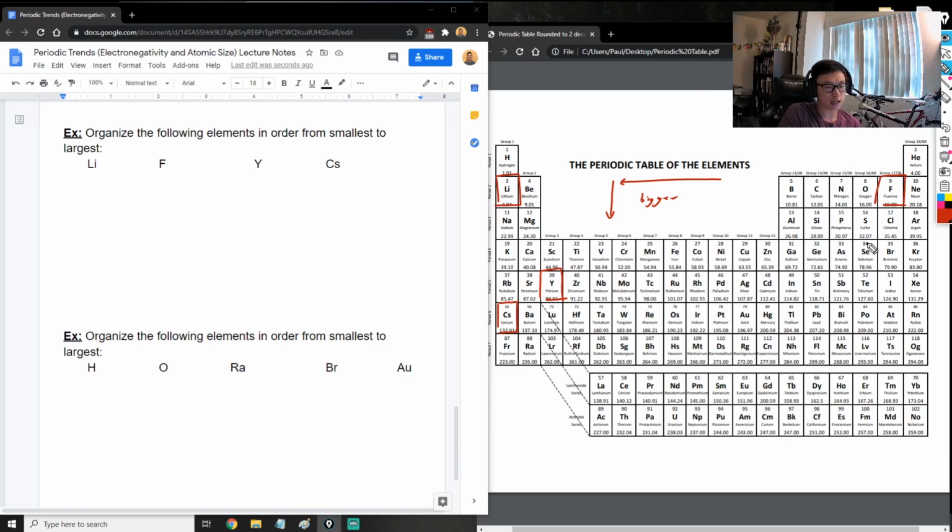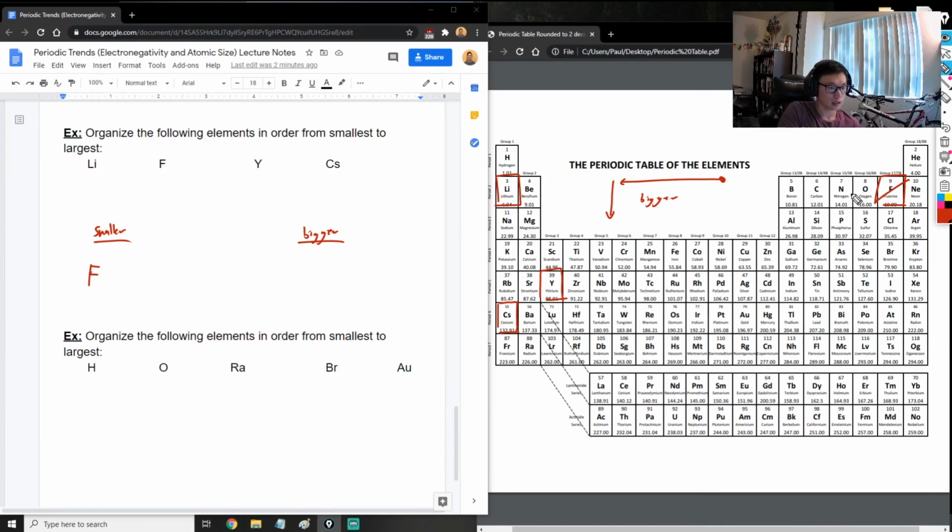Okay, so like we said, as we go to the left and as we go down, they get bigger. So I'm going to write smaller here and bigger there and put them in order. Let's start with the smallest. The smallest one would be the one right here, the top right. So the smallest one would be F. F would be the smallest, fluorine.